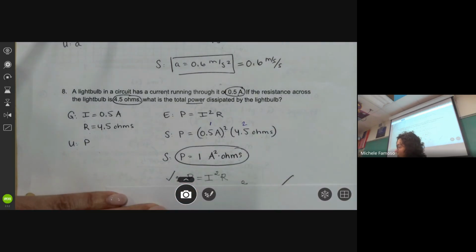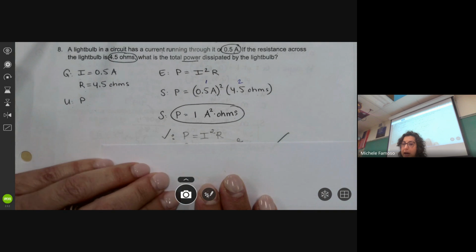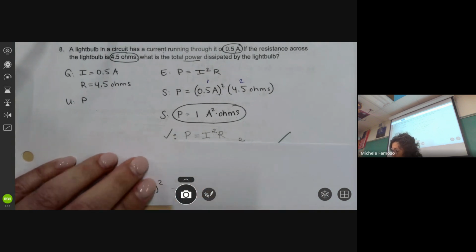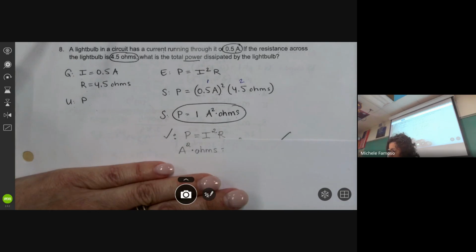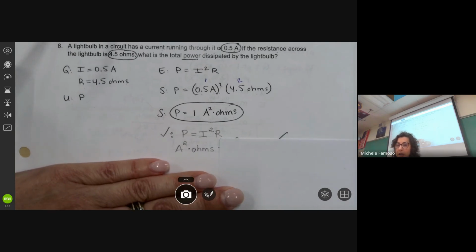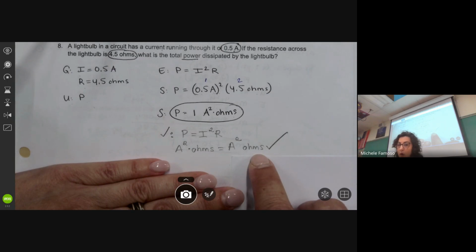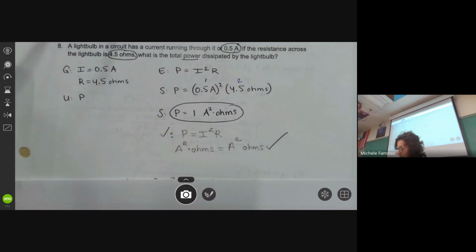When I do my dimensional analysis, I'm checking P as I squared R. So I said that P was in A squared times ohms. I squared is A squared, R is ohms. Notice both sides of the equation match, so that's good.